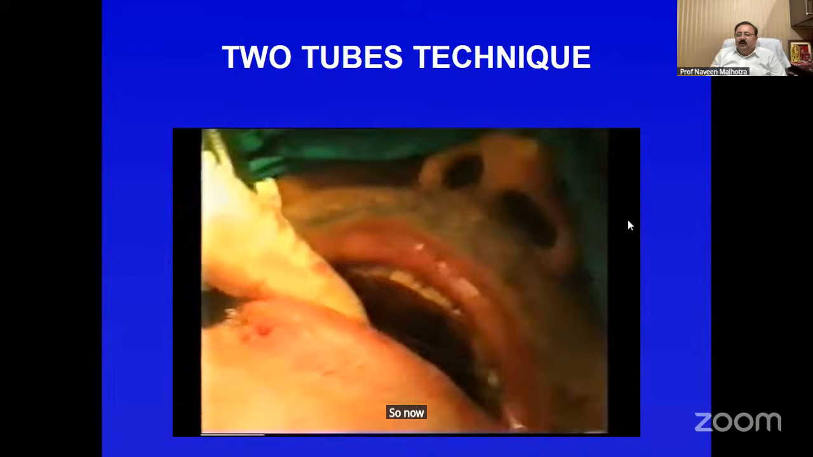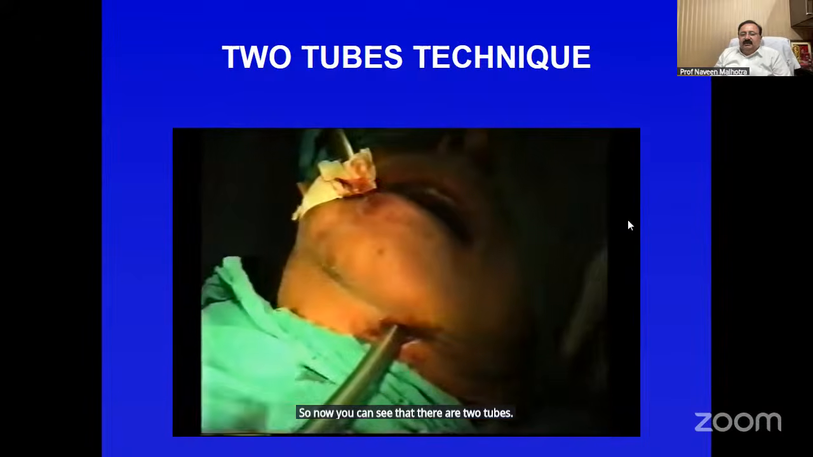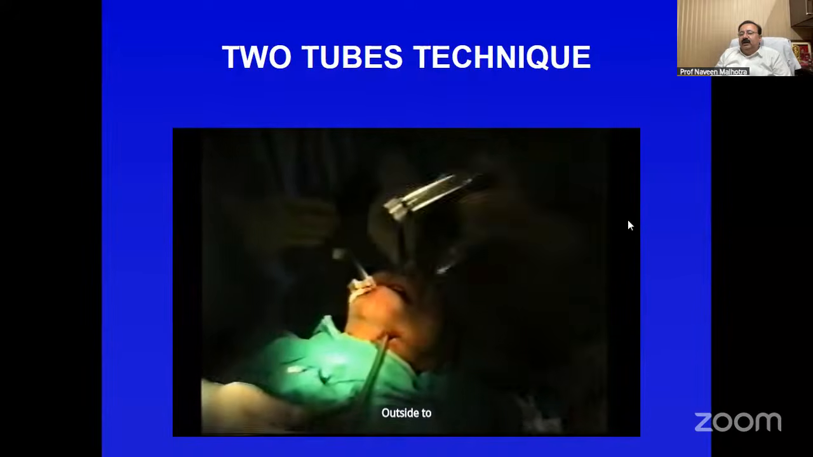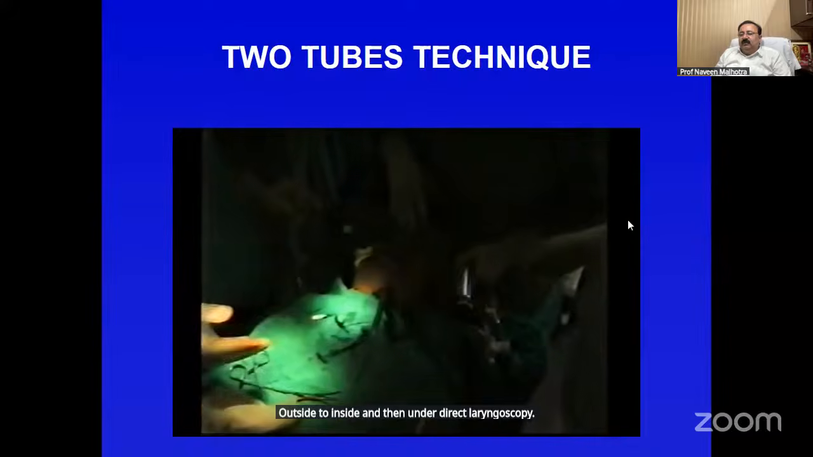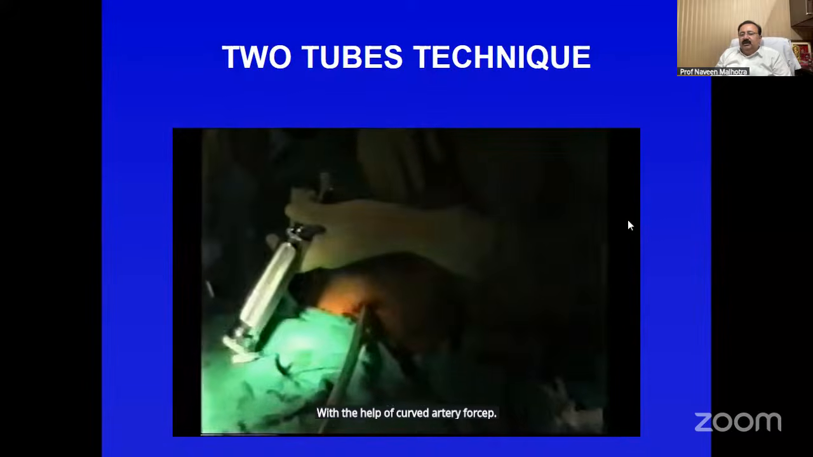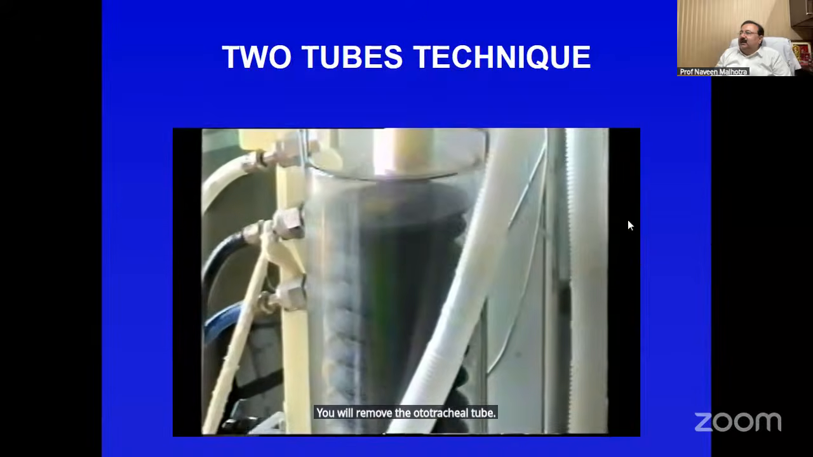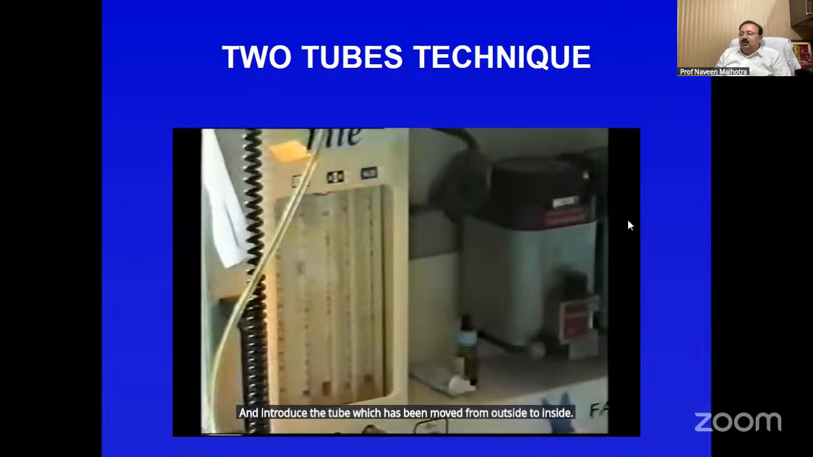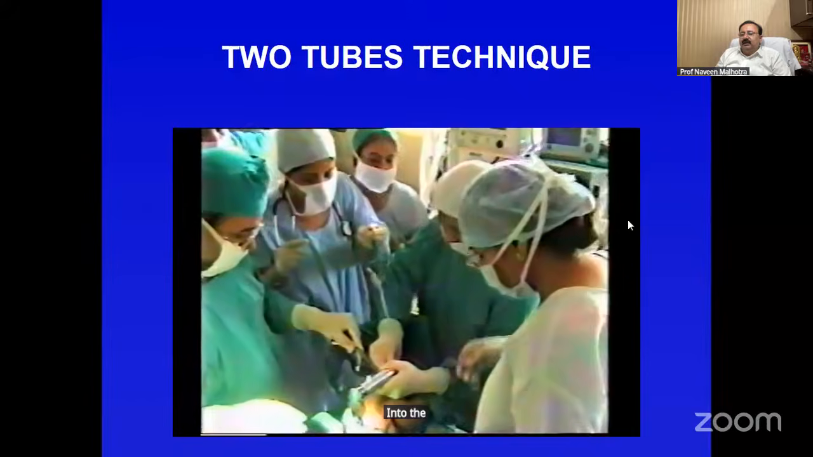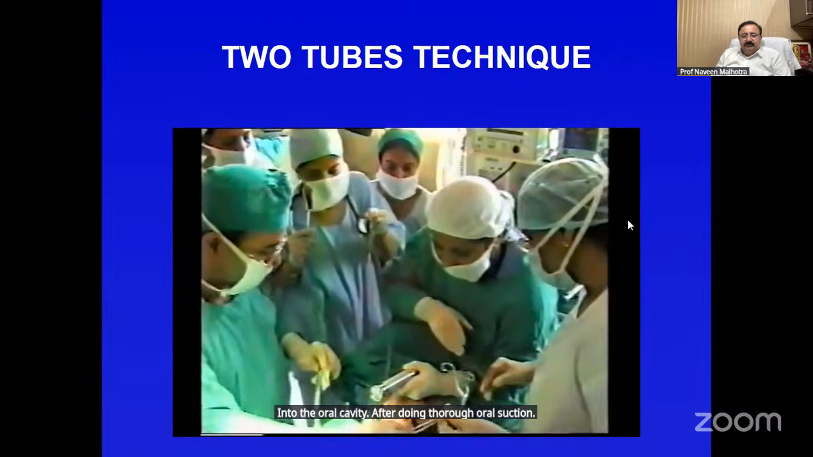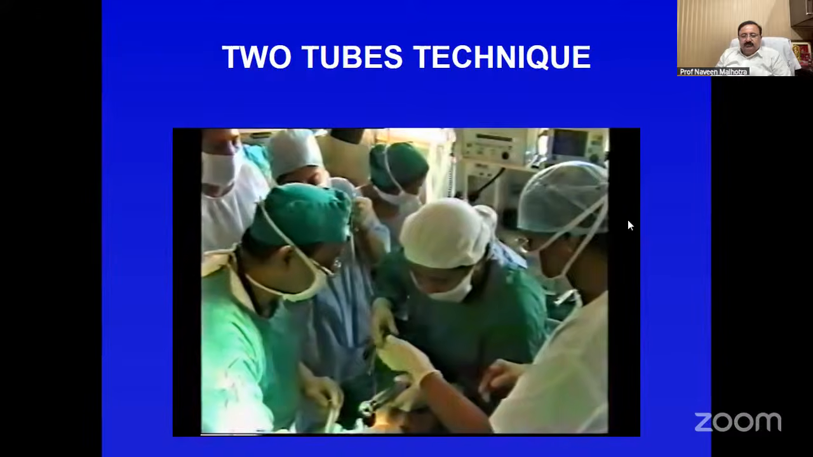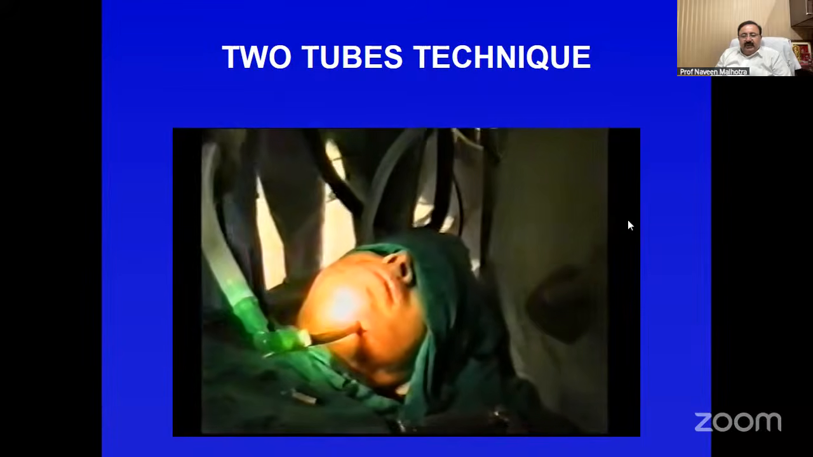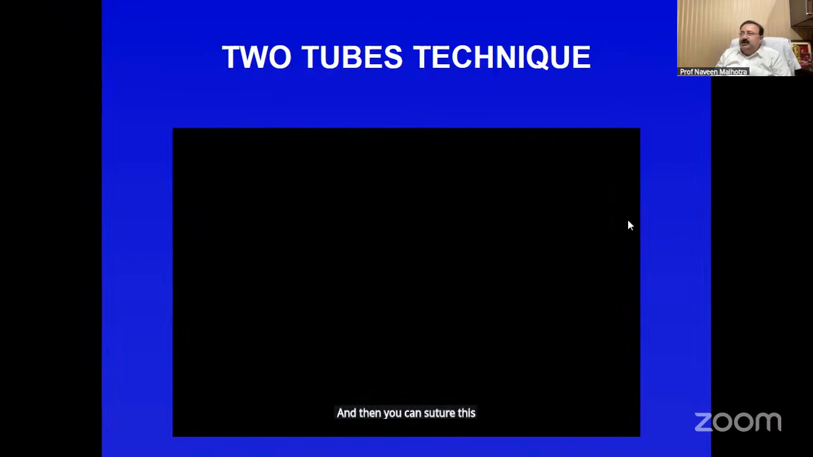So now you can see that there are two tubes, one in the oral cavity and one which has been brought from outside to inside. And then under direct laryngoscopy, with the help of curved artery forceps, you will remove the orotracheal tube and introduce the tube which has been moved from outside to inside across the submental tunnel into the oral cavity. After doing thorough oral suction, and then you can suture this tube in situ.